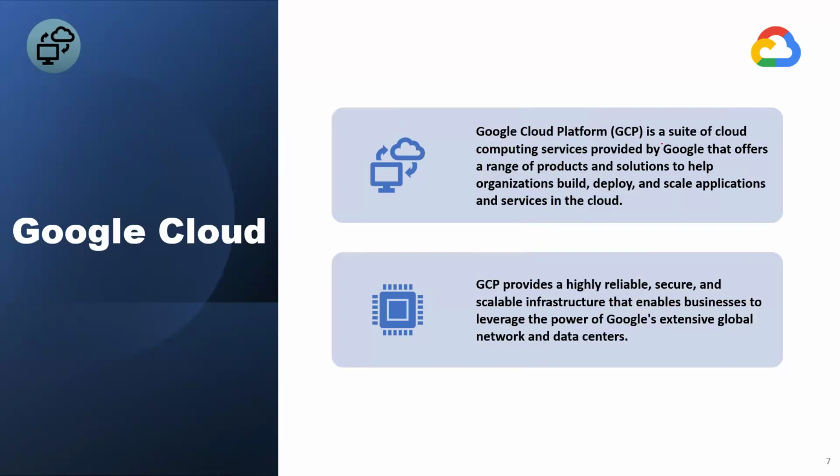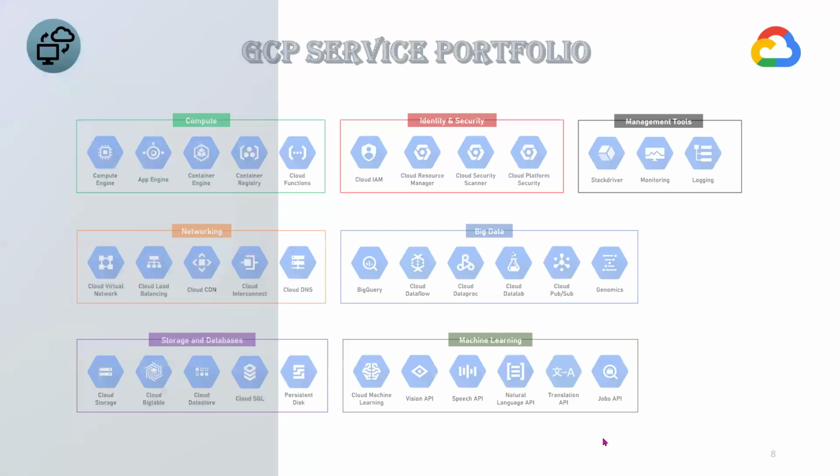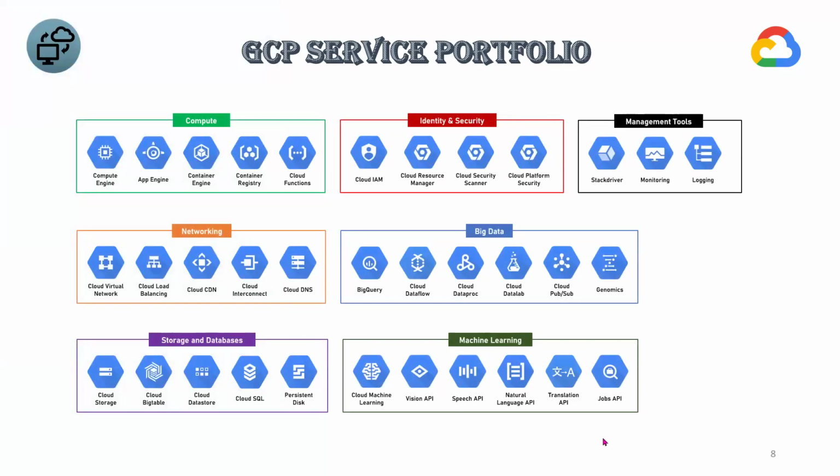Okay, so Google Cloud Platform is a suite of cloud computing services provided by Google that offers a range of products and solutions to help organizations build, deploy, and scale applications and services in the cloud. So that is what Google Cloud Platform is. There are plenty of services that Google Cloud Platform provides. Sir, can you show me a few of the services? So here we have plenty of products. I told you, right? Google Cloud Platform provides cloud computing services for organizations to build, deploy, and scale all of those applications, right?